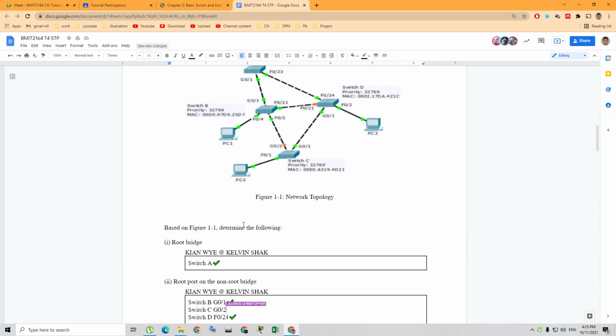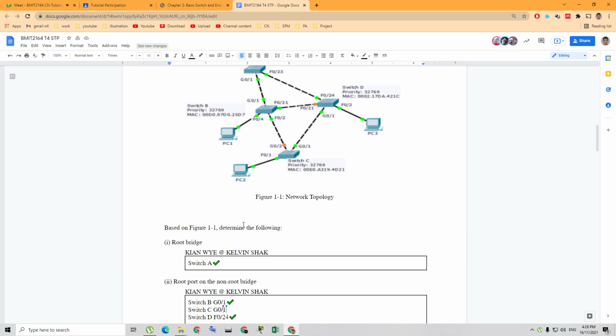Okay. Hey, I didn't change it. Sorry. So this one have to check the port. Since G01 is lower than G02, we automatically choose G01.